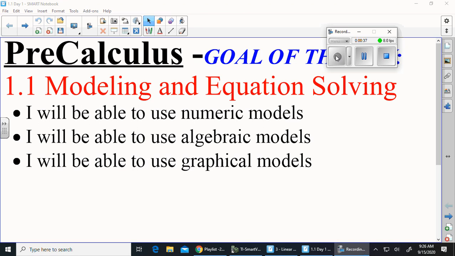So to start, the name of the book is Pre-Calculus: Graphical, Numerical, Algebraic. So the first thing we should know is, what does that mean? Numeric, algebraic, graphical.